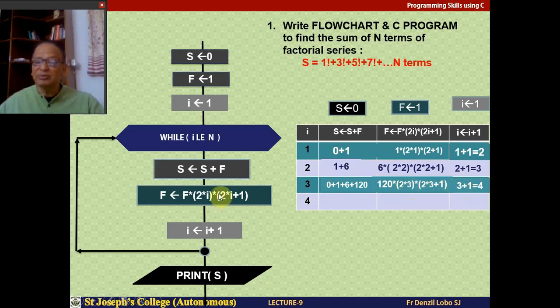And therefore, as you see, this is the formula. I value is equal to 4, and see how big suddenly the value of 7 factorial has become, 5040. I would like you to do the next two terms and find the sum of these. I have entered only 4, so the sum of these 4 terms, 1 factorial plus 3 factorial plus 5 factorial plus 7 factorial is equal to 5167. So this is how you have to write the complete flowchart.